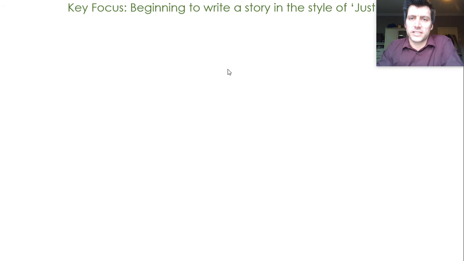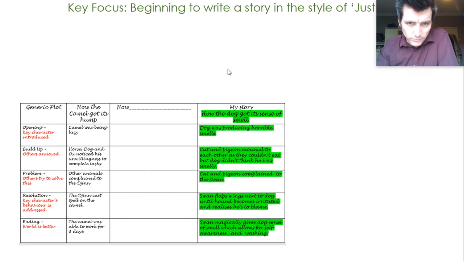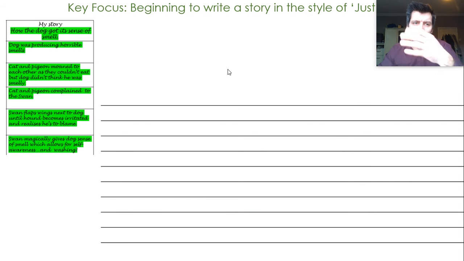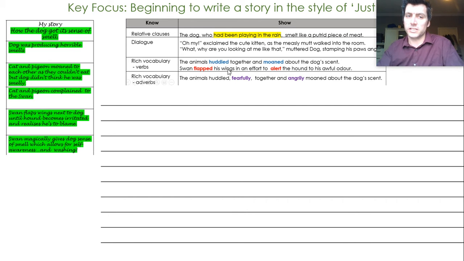Okay, right, guys. Today, then, we're thinking about our plan. I've got our plan from earlier in the week. Our plan was around the dog that got its sense of smell, and you're going to be using the skills from the dog that got its sense of smell to think about how you're going to write your own story. I've got my story plan up in the top left of the screen, and I know that I need to include relative clauses, dialogue, rich vocabulary, and for verb, but also adverbs. So those are the 4 key points, and some of you are trying to include additional key language points that you want to include in your writing.